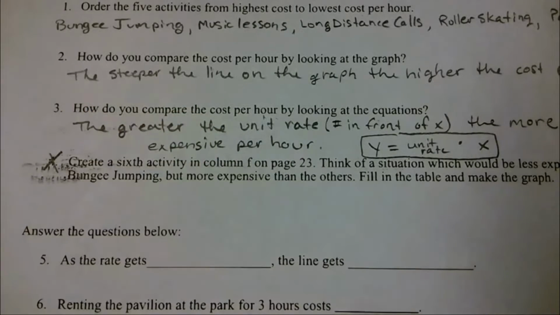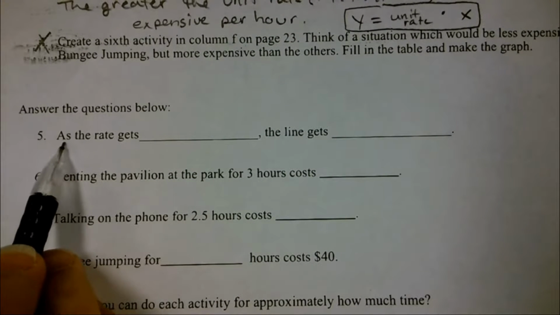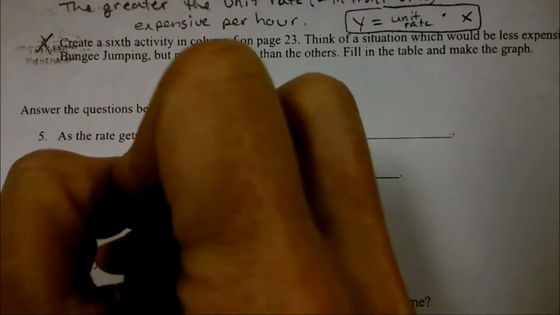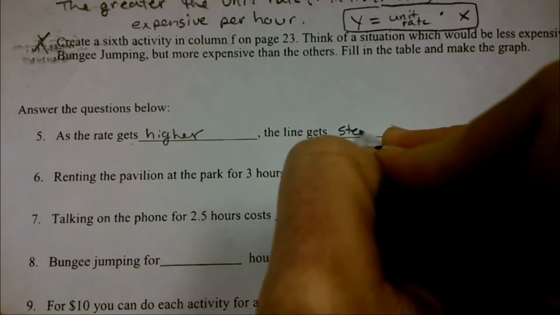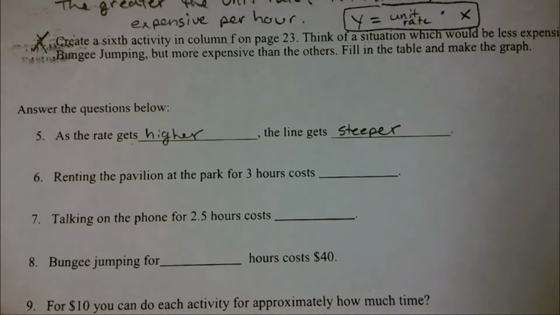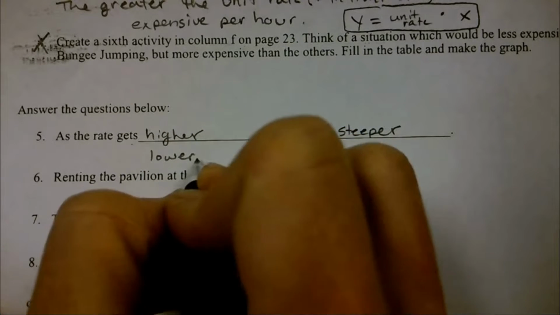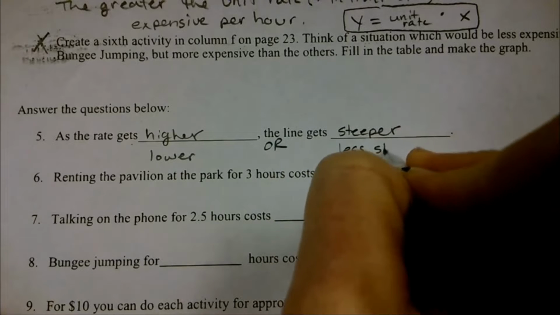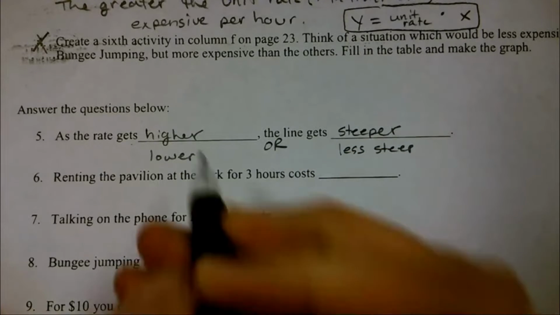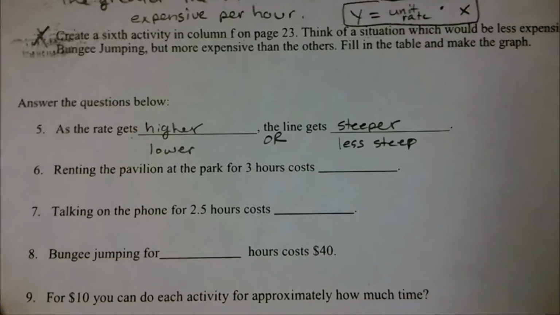Question number 4, we're going to omit. You don't have to do that. Okay? Let's take a look at number 5. It says, answer the questions below. As the rate gets higher, the line gets steeper. So if you have a higher unit rate, you have a steep line. Or you could also say, if the rate is lower, then your line is less steep. So you have a lower unit rate, your line is less steep. That's a P, by the way.